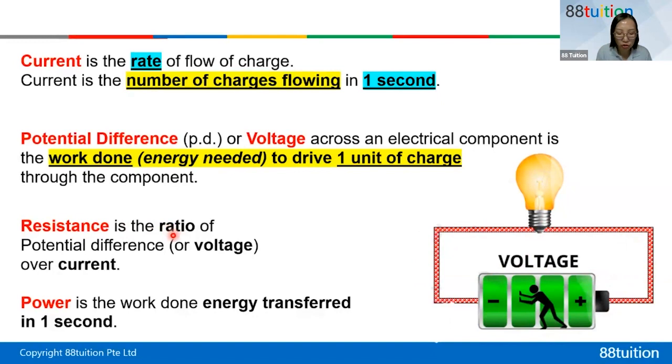Resistance is a ratio. Ratio means something divided by something. So it's voltage divided by current. Power is, there's a typo here, work done or energy transferred in 1 second. So in 1 second, how much energy is transferred? That is power. So all these are the definitions related to electric circuits. Please familiarize yourself with these 4.